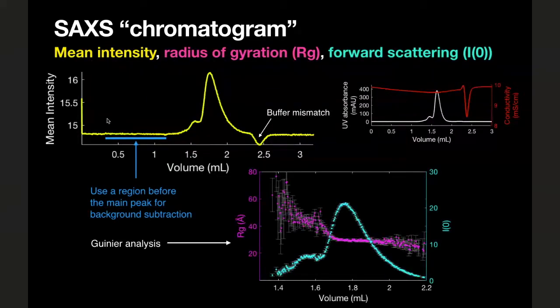So now that you've chosen a buffer region, you can do buffer subtraction at each point, and then you can do Guinier analysis, in this case automatically, for every scattering curve in your data set. And now we've got a plot of forward scattering, I0, and the Rg in purple that are both determined from Guinier analysis. And now you can see that this bump on the left corresponds to something with a larger Rg, and the Rg is fairly constant across this peak region, so it's probably a single component coming off.